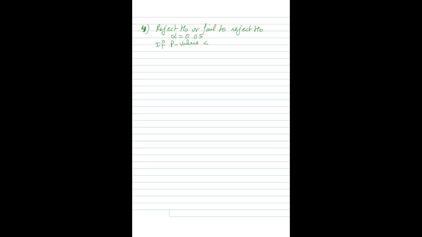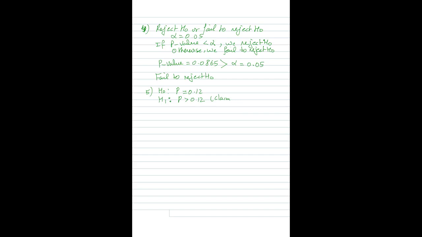This is the p-value. Now the next step is to make a decision to reject H0 or fail to reject H0. Alpha is 0.05. If the p-value is less than alpha, we reject H0. Otherwise, we fail to reject H0. And don't change the language. You have to say we fail to reject H0. If we fail to reject H0, it doesn't mean we accept it. We just fail to reject it. Well, my p-value here is 0.0865. My alpha is 0.05, and you agree, guys, that this is bigger. So then we fail to reject H0.